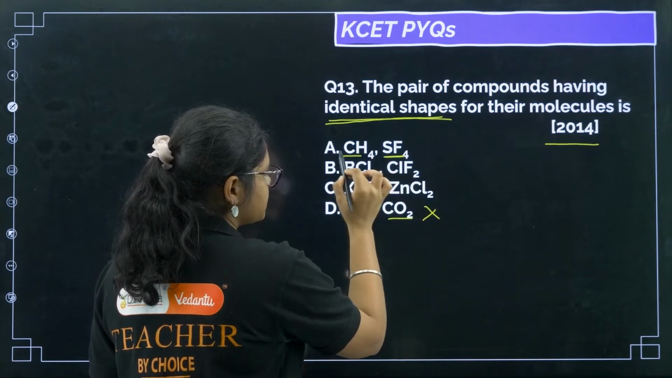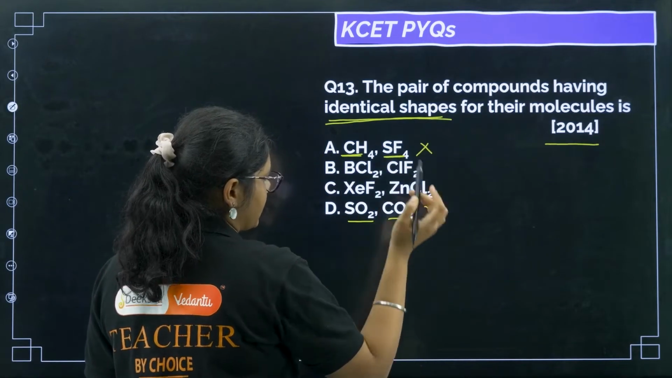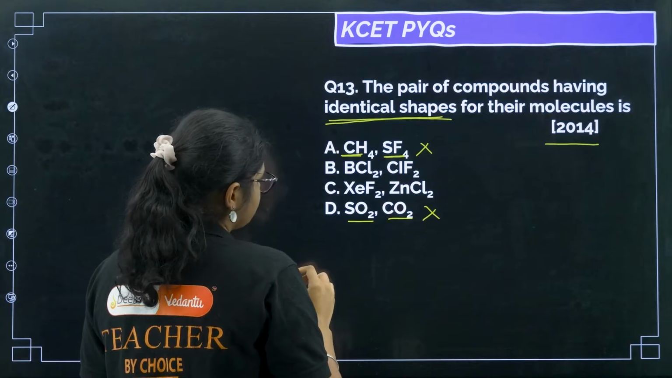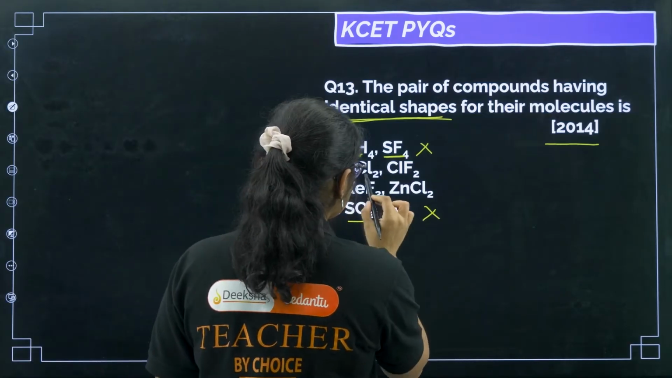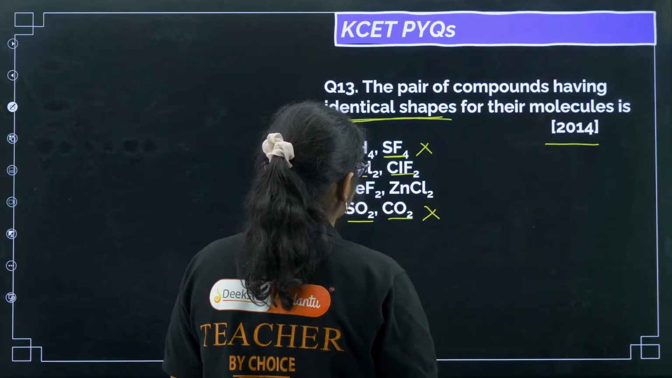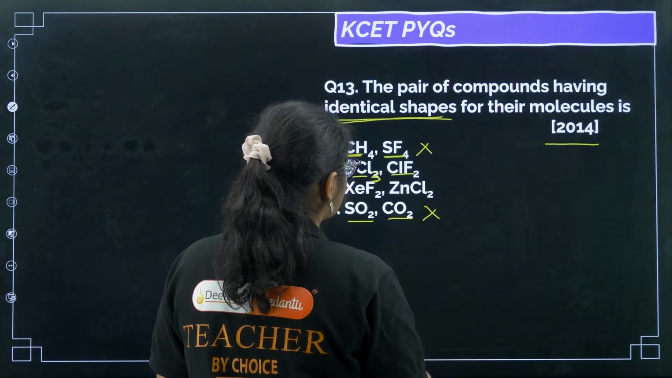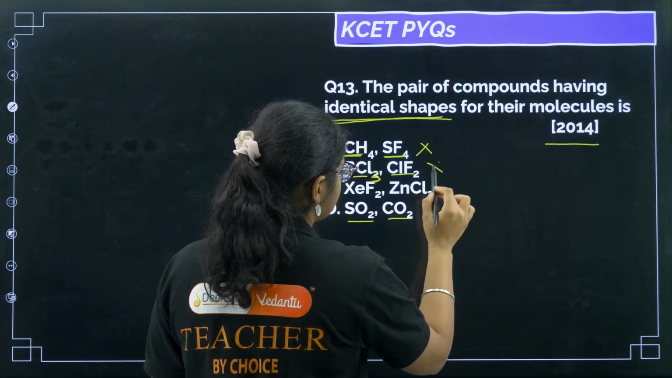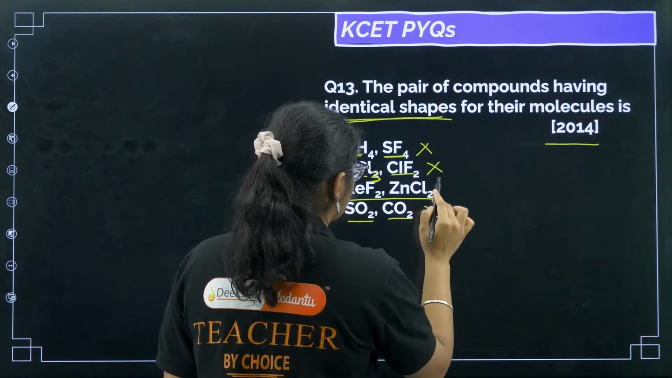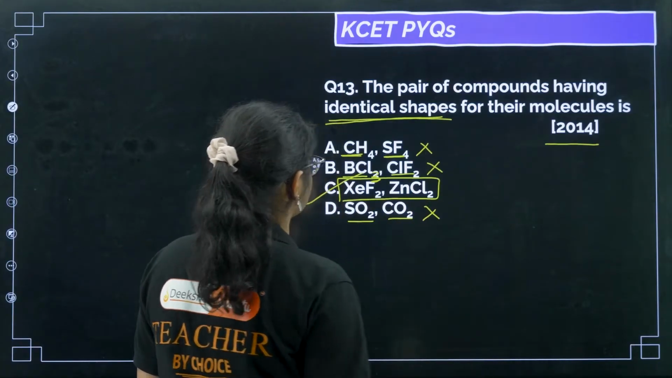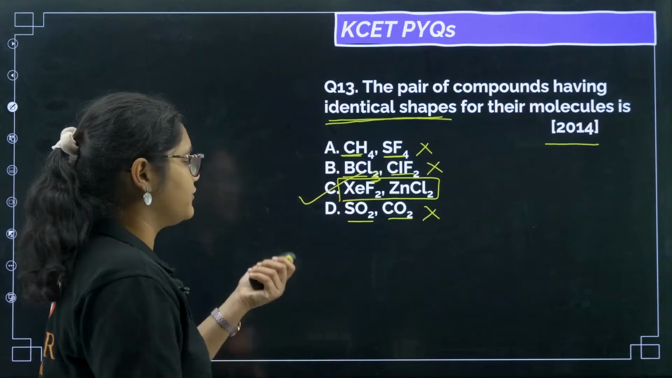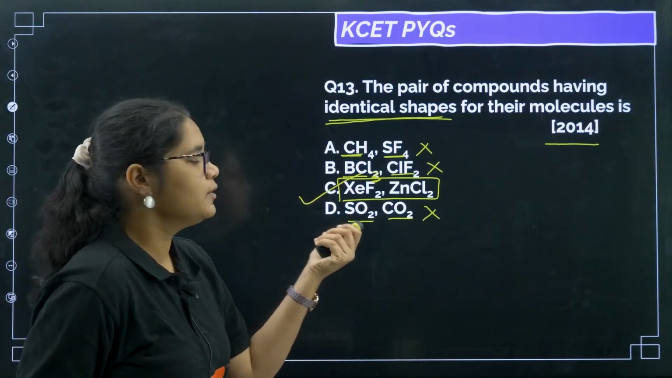SF4 is seesaw shape and CH4 is tetrahedral, so we can eliminate this one. Next, if you see BCl3 and ClF3, these structures are also not having similar shape, so we can eliminate this one. The correct answer for this question will be option C, that is XeF2 is linear, ZnCl2 is also linear.